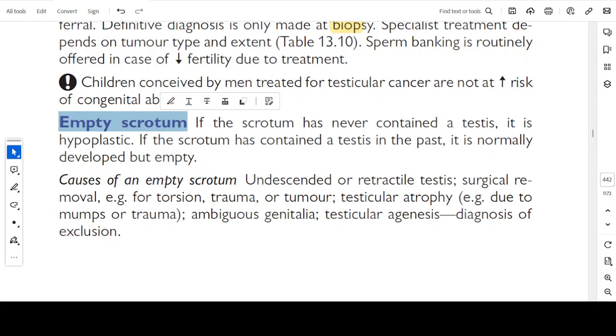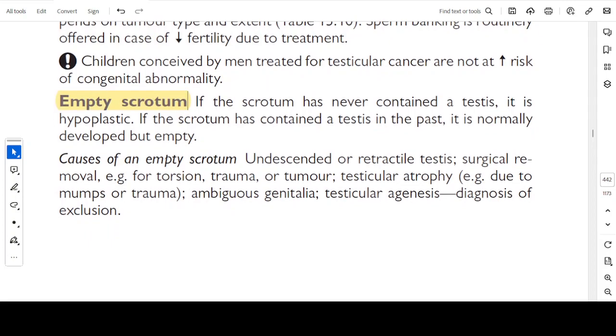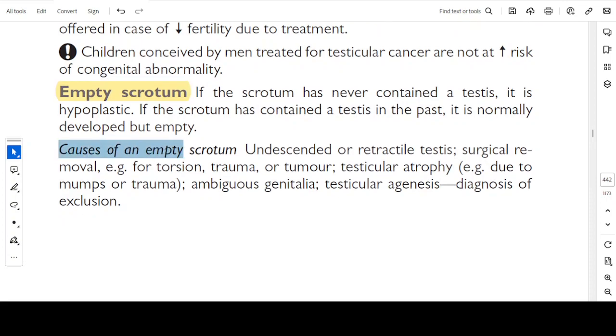Empty scrotum. If a scrotum has never contained a testis, it is hypoplastic. If the scrotum has contained a testis in the past, it is normally developed but empty. Causes of an empty scrotum: undescended or retractile testis, surgical removal, for example for torsion, trauma or tumor, testicular atrophy, for example due to mumps or trauma, ambiguous genitalia, testicular agenesis, diagnosis of exclusion.